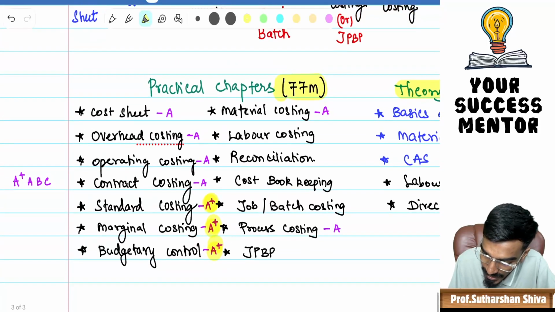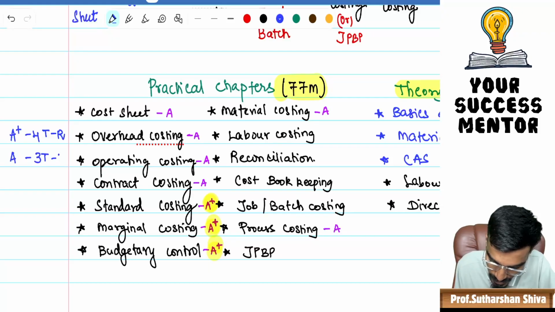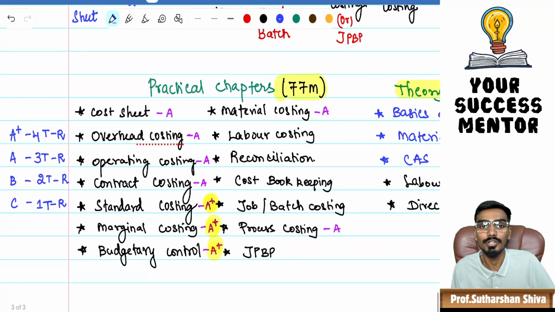If I say A plus category, you should go for 4 times revision, or I can say 3 times revision. The best deal is going to be 4 times revision for the A plus category. For the A category, we will go for 3 times revision. For the B category, we will go for 2 times revision. For the C category, we'll just revise it and go for the exam. Only 1 time revision is going to be there.